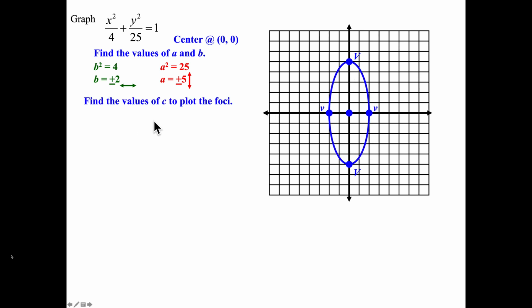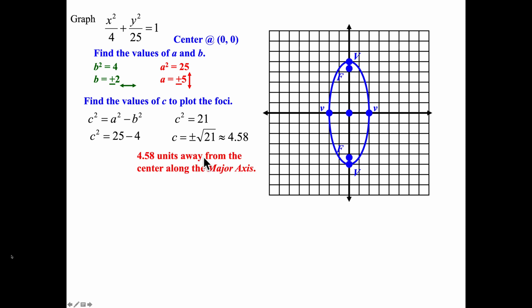To find the foci, again, you're going to take the big minus the small. A squared minus b squared will equal your c squared. So in this case, we're going to end up with the square root of 21, plus or minus, which I changed to a decimal just to get an idea how far I need to go to plot those points. So here you can see we have to go on the major axis, because if you did count to the right 4.5, you would not be inside the ellipse. So we're going to count up approximately 4.5 up, 4.5 down. There's your foci.